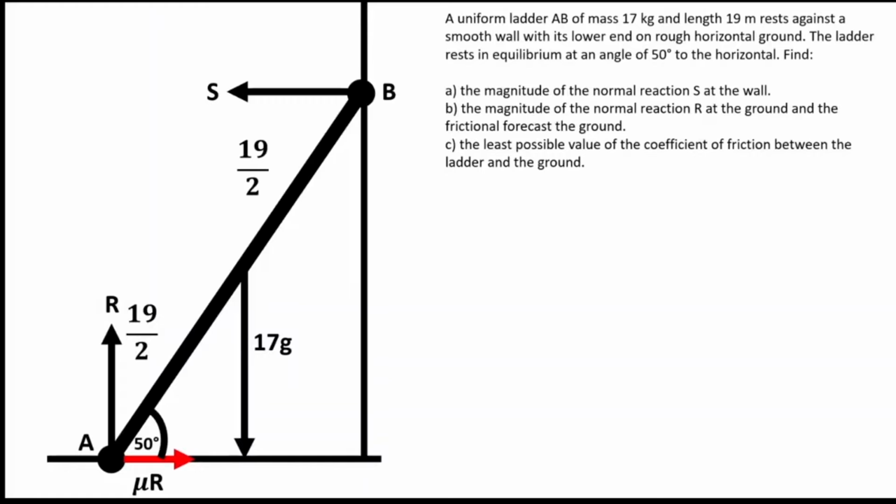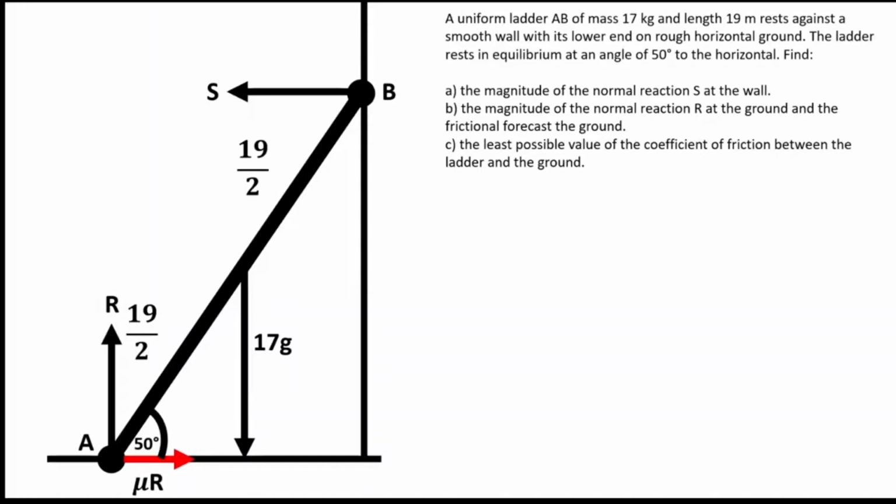So this question's asked us to firstly find the magnitude of the normal reaction S at the wall. To find S, I'm going to want to do one of two things, either taking moments or resolving horizontally, since S is a horizontal force. At the moment, resolving horizontally wouldn't be useful. I know S is going to be equal to mu R, but I don't know either mu or R at the moment. I'm going to start by taking moments.